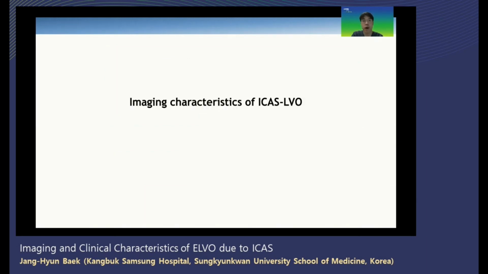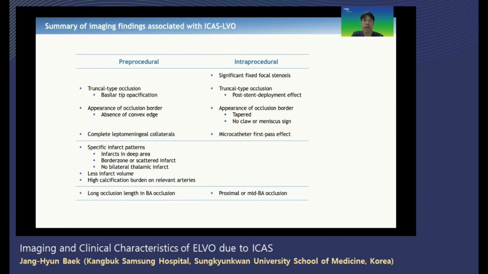In prediction of ICAS ELVO, imaging findings can be more specific than the clinical features. Until now, many imaging findings have been reported to suggest ICAS ELVO. Some findings can be observed during the procedure, and some can be identified before the procedure. If you are familiar with these findings, I think it will be very helpful in your determination of the occlusion pathomechanism. I will introduce these findings one by one.